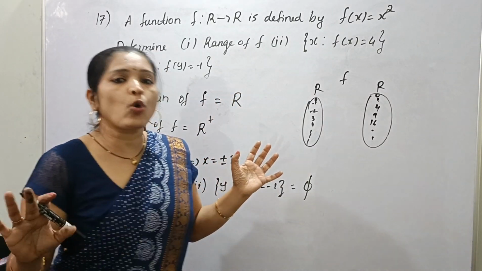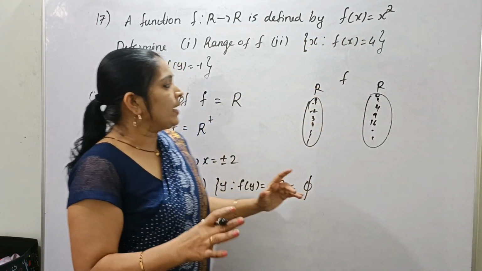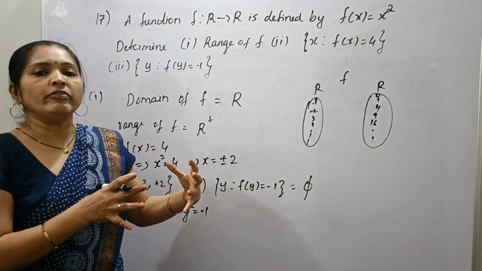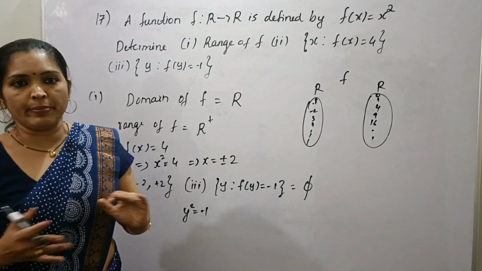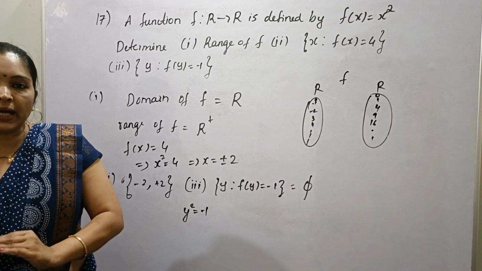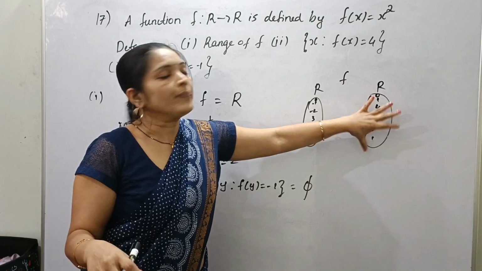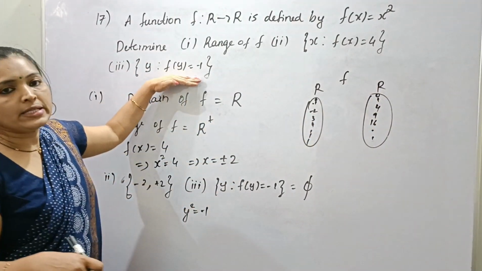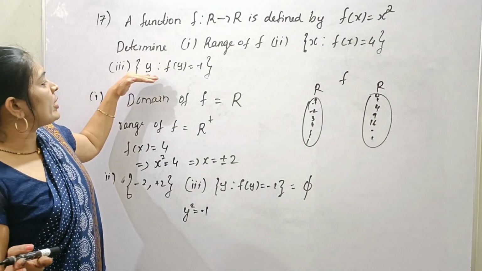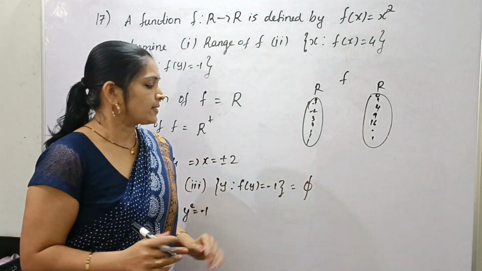There are no negative values in codomain because according to the definition, f of y is equal to minus 1 implies y square is equal to minus 1. That implies y will be a complex number, an imaginary number. Okay, so here our function is defined from real numbers to real numbers. Therefore, there are no negative values in our codomain. Therefore, this set is nothing but an empty set. Okay, so the set of y such that f of y is equal to minus 1 is phi, an empty set.